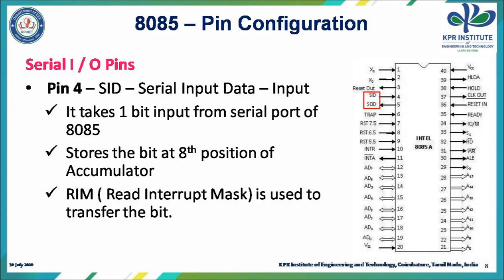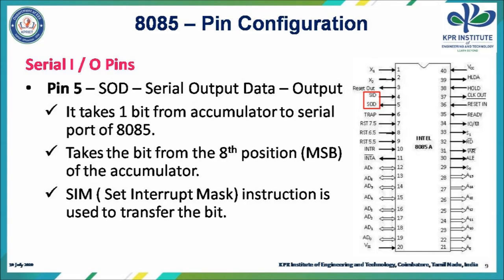First, let us see about SID. SID is nothing but serial input data. That is, the data is taken into the microprocessor through this pin bit by bit, and it stores the bit at 8th position of the accumulator. The RIM instruction is used to perform serial input data.